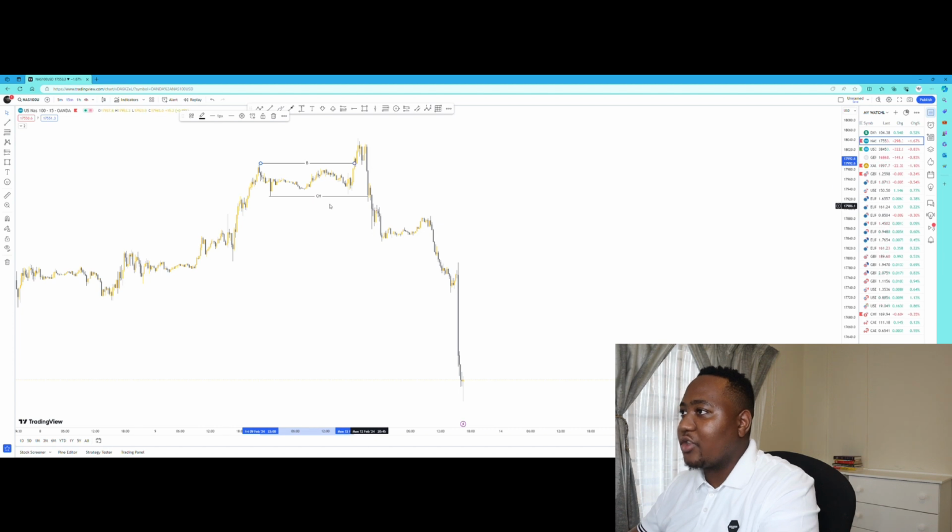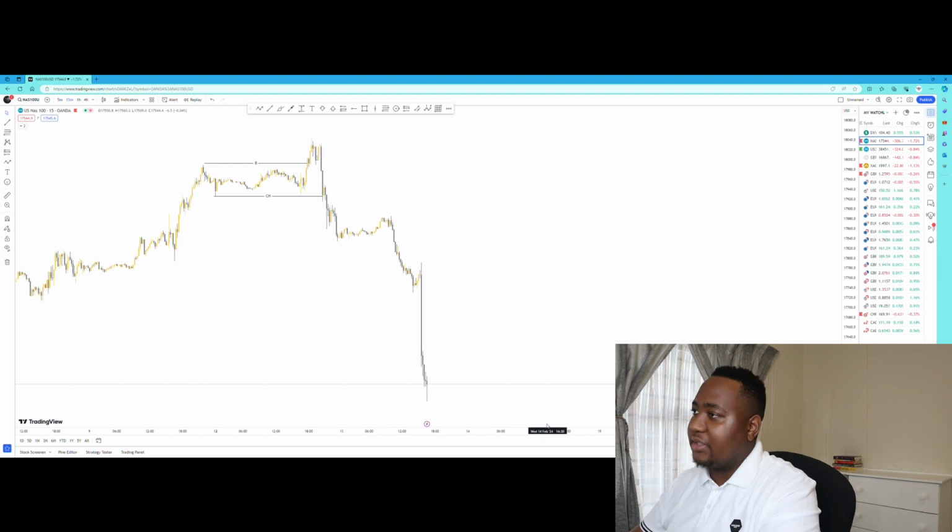Okay, so we have a break of character, we have a break of structure. The market structure shifted, change of character, lower lows, lower highs. I want you to pay attention to this. The market sort of just pulled back here, gave us a small pullback, and we sold.